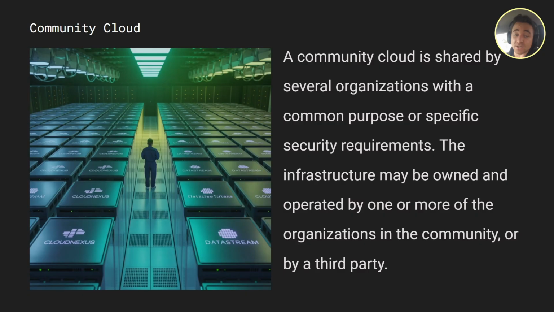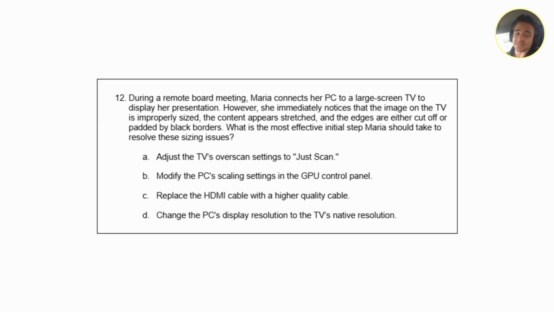We're on to our last question, guys, and it's going to go like this. The question reads from Exam Objective 5. During a remote board meeting, Maria connects her PC to a large screen TV to display her presentation. However, she immediately notices that the image on the TV is improperly sized, the content appears stretched, and the edges are either cut off or padded by black borders. What is the most effective initial step Maria should take to resolve these sizing issues?